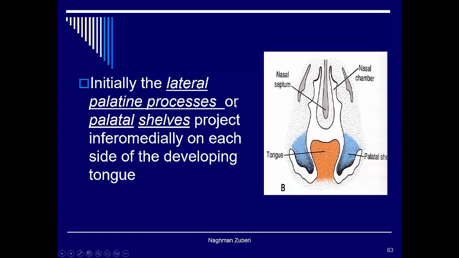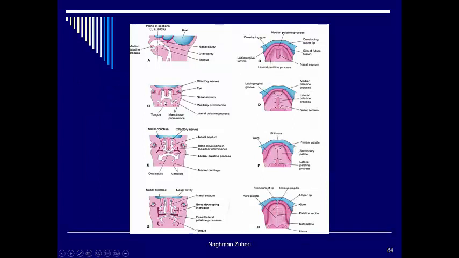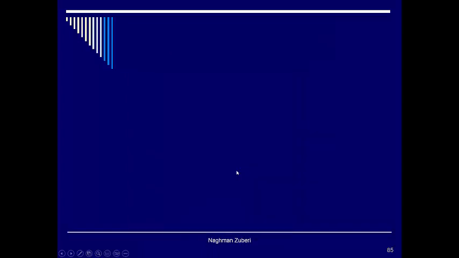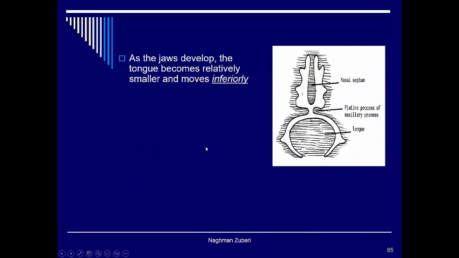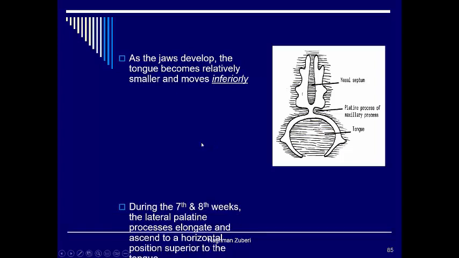Initially, the lateral palatine processes or palatal shelves project inferomedially along the tongue on each side of the developing tongue. And then the tongue regresses, as I told you, and it provides the support or scaffolding to the developing secondary palate, and these palatal shelves fuse with each other as well as with the nasal septum. Like this. As the jaws develop, the tongue becomes relatively smaller and moves inferiorly.